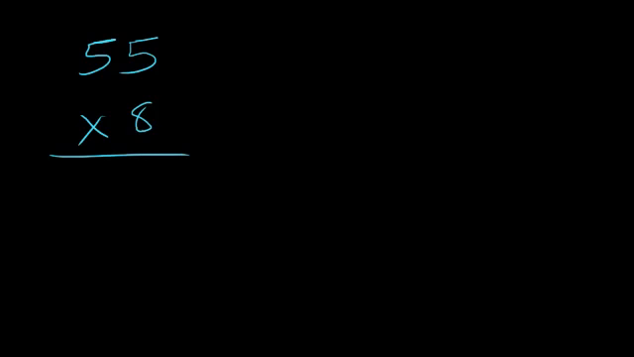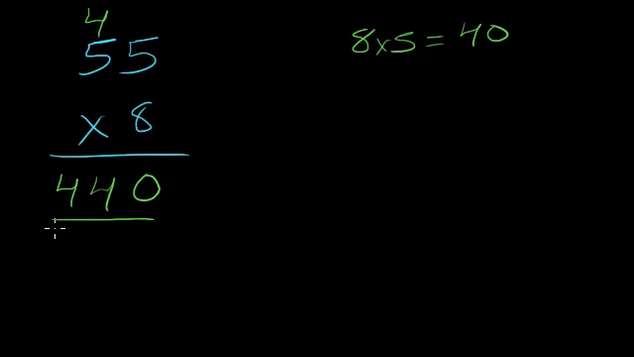55 times 8. Same exercise. First you start with the 8. 8 times 5, let me write it down. 8 times 5 we know is 40. So you write the 0 down here. It's 0 plus 40. And then you say 8 times 5 again. That's 40. But then you add the 4 to here. So you get 44. So it's 440.